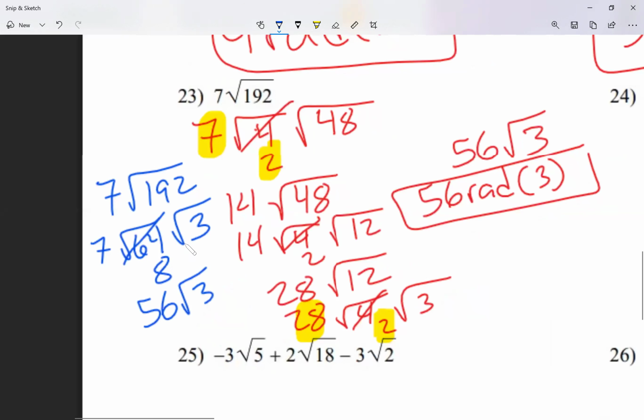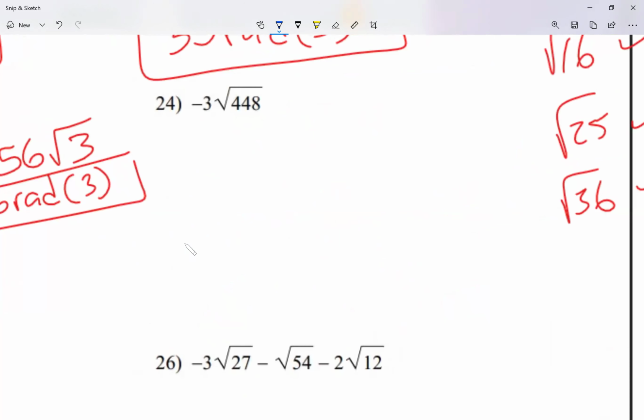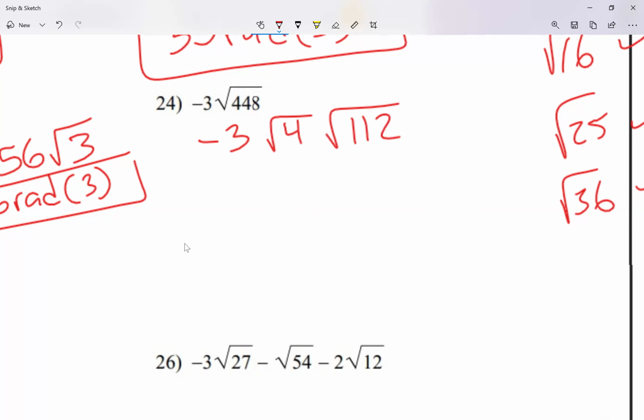Okay, let's take a look at number 24. So I'm not doing anything to my -3 on the outside, but 448, I'm going to break this into two radicals. Maybe I can go 4? Well, this gives me 112, right? 4 times 112 is 448. My square root of 4 becomes 2. When I multiply my whole numbers, -3 times 2, I have -6 radical 112.